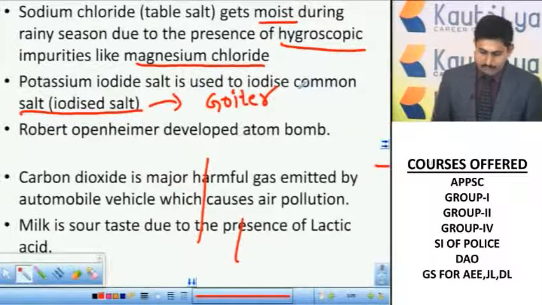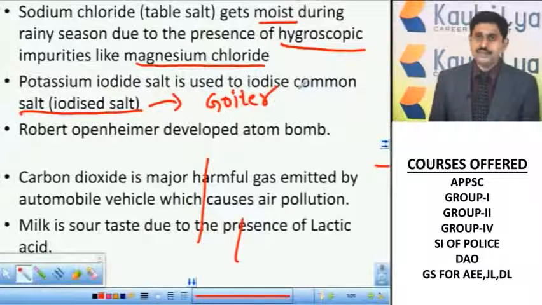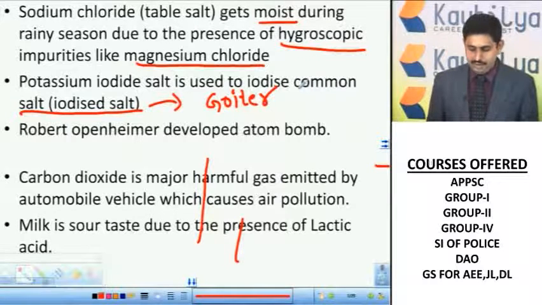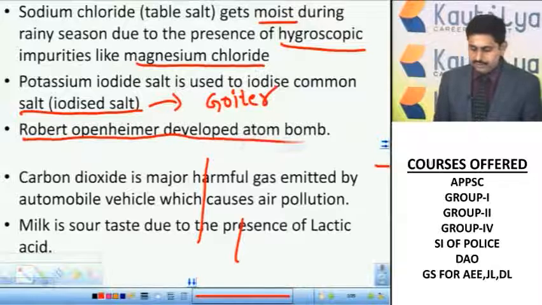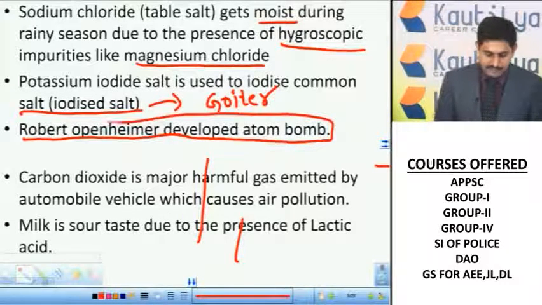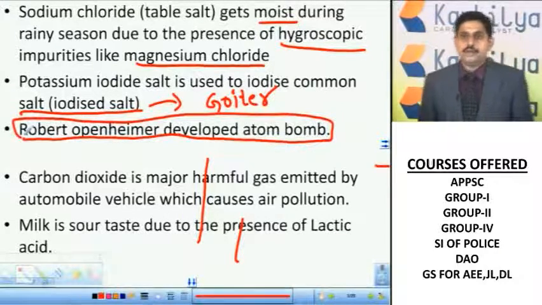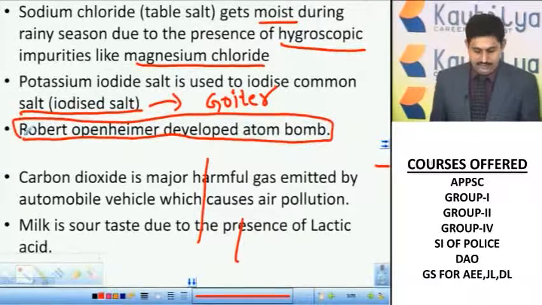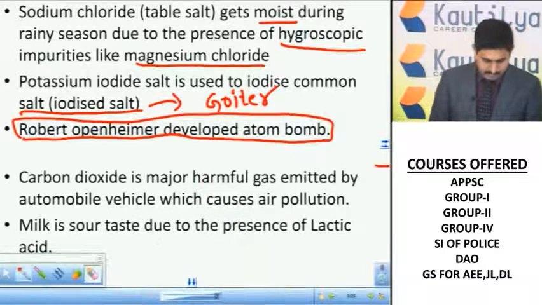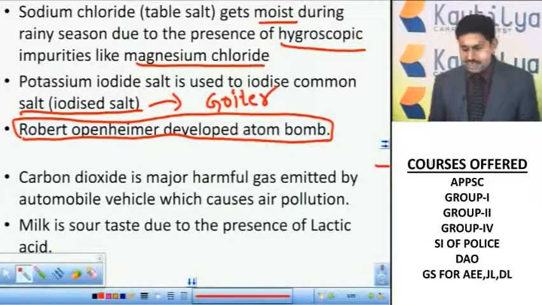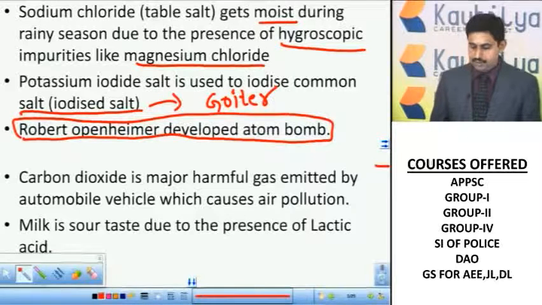Then next, one more point here. See, these topics may or may not be related, but what I told you in the beginning is that I covered some previous competitive questions here. Say for example, the atom bomb was developed by Robert Oppenheimer. Then next one, carbon dioxide is a major harmful gas which is emitted by automobile vehicles.